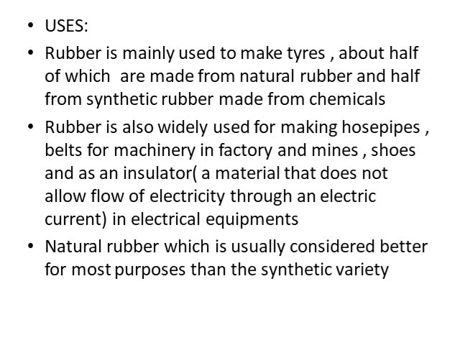What are the uses of rubber? Rubber is mainly used to make tires, about half of which are made from natural rubber and half from synthetic rubber made from chemicals. Rubber is also widely used for making house pipes, belts for machinery in factories and mines, shoes, and as an insulator in electrical equipment. Natural rubber is usually considered better for most purposes than the synthetic variety.